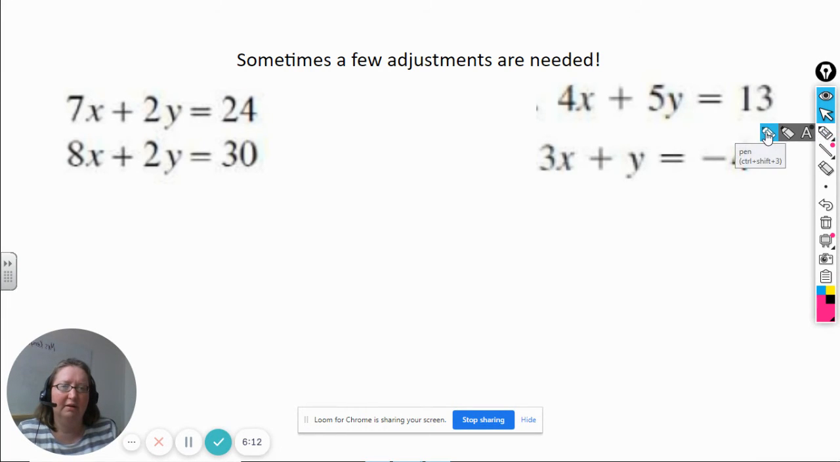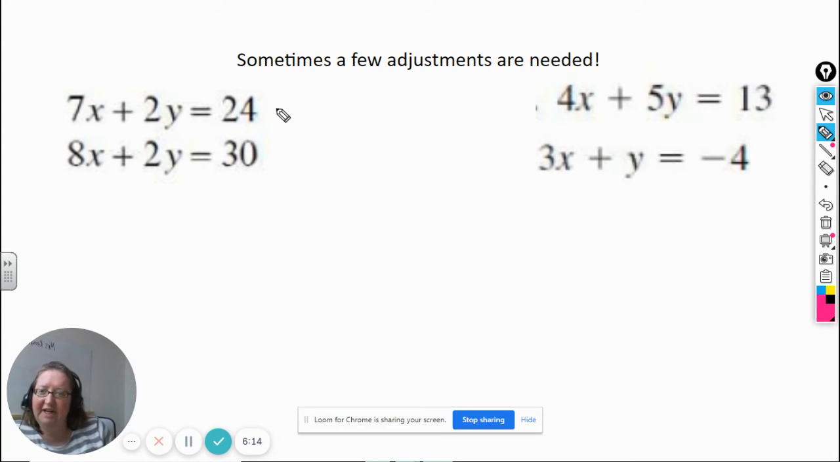Okay, now here, a few adjustments are needed. So I have two of the same coefficients here, but they're the exact same. If I add these together, I'm just going to get 4 y's, and I'm still going to get 15 x's. Ugh, that's not going to work because the method is called elimination. We need to eliminate one of the variables. So how about if we do this? Let's multiply this whole top equation by -1.